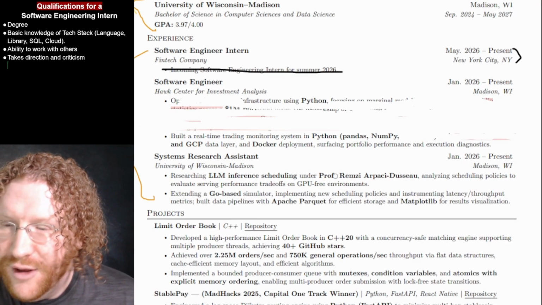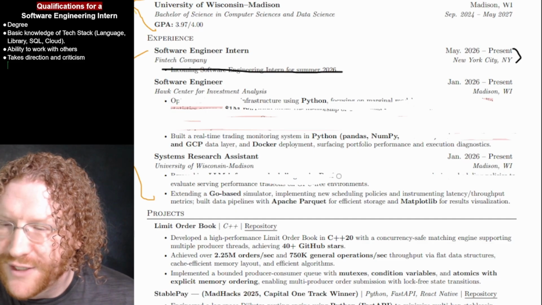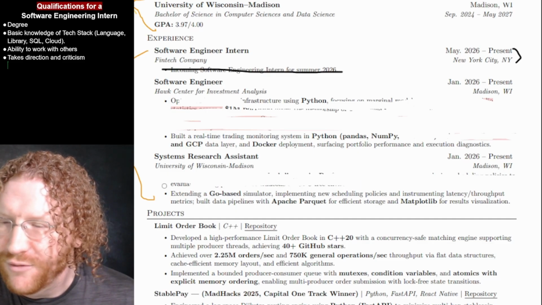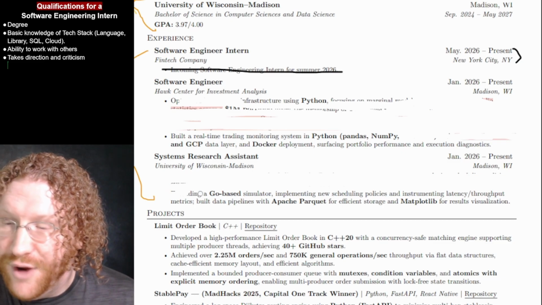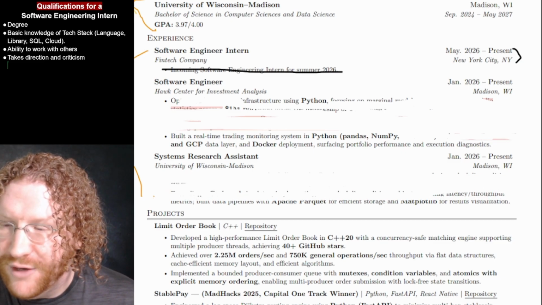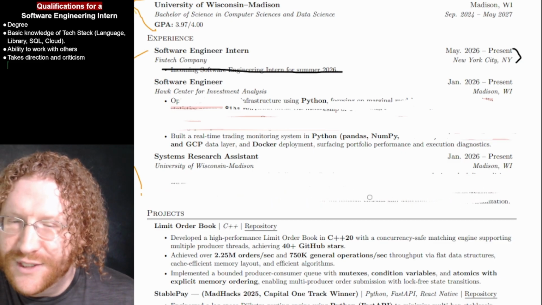Researching under, yeah, this is completely irrelevant. I don't think there's a single thing here that is relevant. I also don't know why I need your teacher's name. Exceeding a Go, no one's going to care about Go. Nothing here is related, so this entire thing can be deleted.